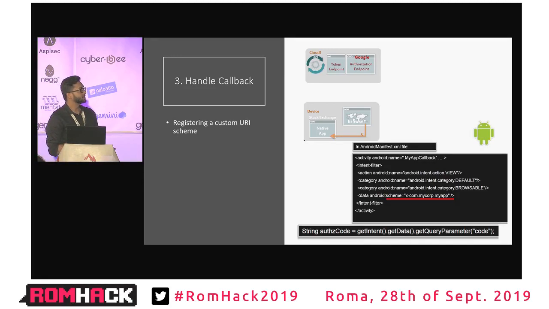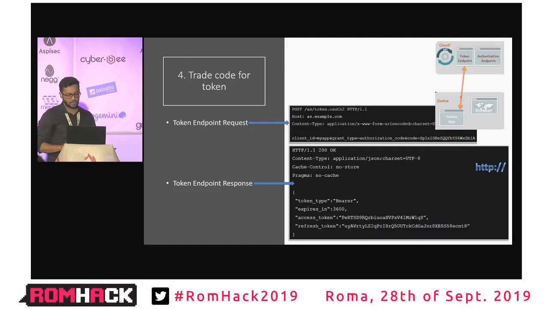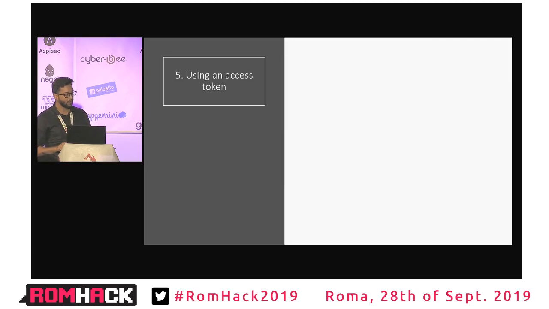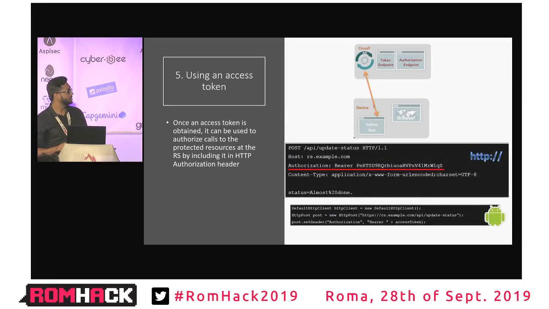So once the browser gets the auth code, it'll send it back to the native application here. And the native application can then exchange it for an access token by hitting the token endpoint. Once the access token is received, the native application can directly hit the cloud APIs and get back all the resources that it wanted.